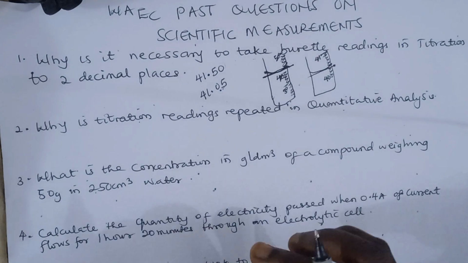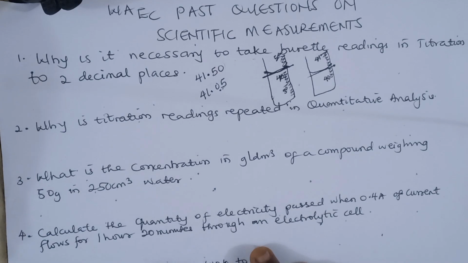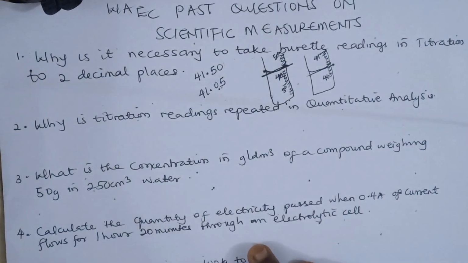So it is important to repeat our experiment to get concordant values. What are concordant values? Values that are very close to each other. When you repeat experiments and you get values that are close to each other or almost the same thing, it's a signal that our experiment is accurate.